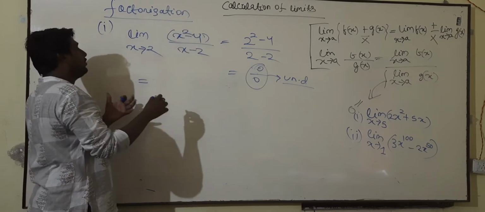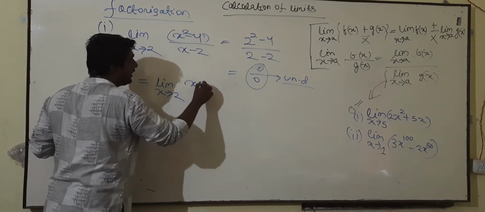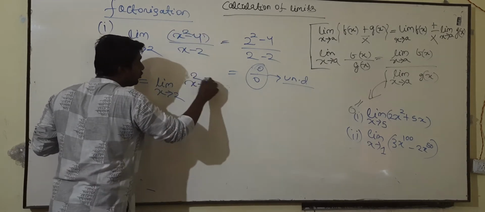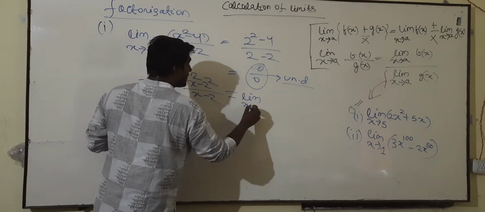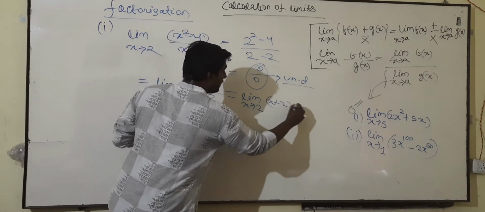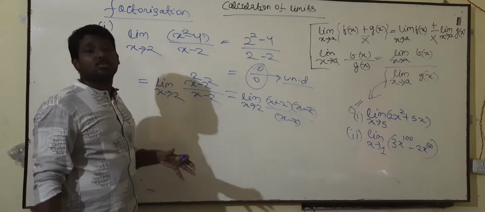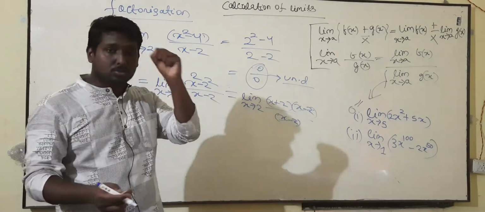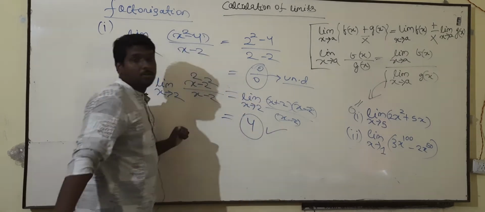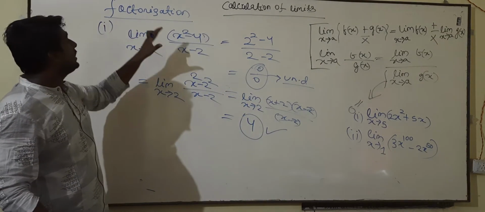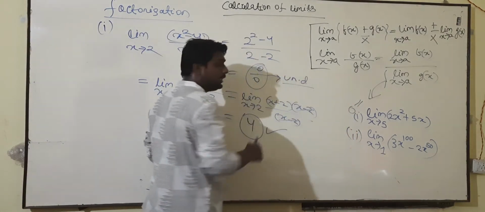So over here, if I want to factorize, then I can write limit x tends to 2, and if I factorize the numerator, I can write this as (x square minus 2 square) upon (x minus 2), which is simply equal to limit x tends to 2 of (x plus 2)(x minus 2) divided by (x minus 2). So x minus 2 gets cancelled, and the value is simply x plus 2, which equals 2 plus 2, which is equal to 4. So this is how we dealt with the first kind of operation to solve the particular undetermined form.